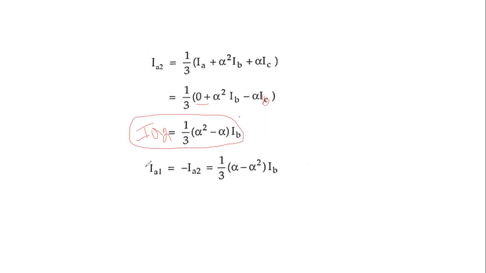Therefore, IA1, the positive sequence current, is equal to minus IA2. From these two equations, we observe that IA1 is equal to minus IA2, and its value is 1 by 3 into (alpha minus alpha square) IB. Therefore, the positive sequence current at A phase is equal to minus the negative sequence current at A phase.